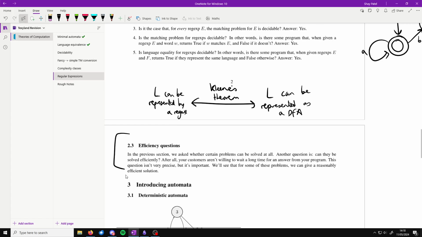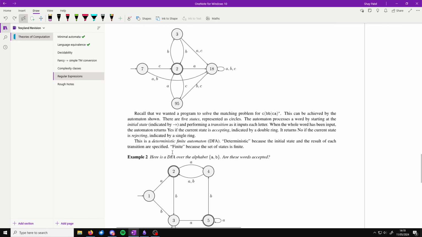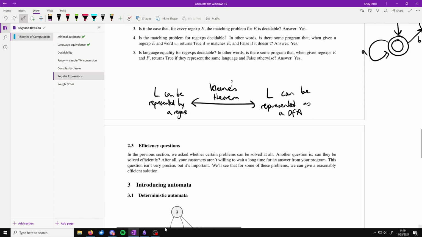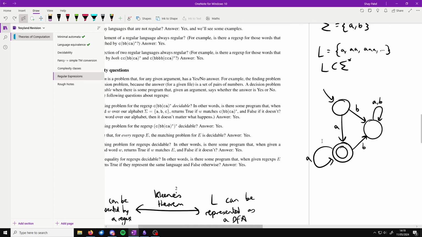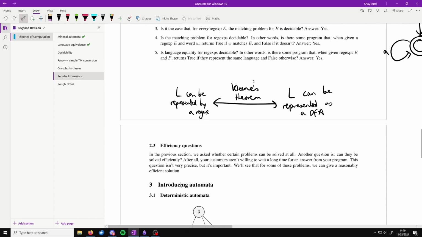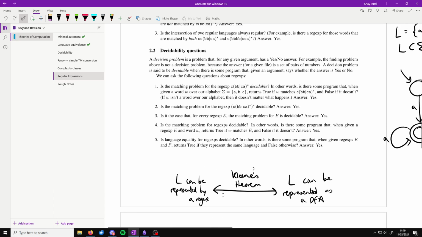I think this is probably the last part I'll cover in terms of regular expressions. So in the previous section we asked whether certain problems can be solved at all. Another question is, can they be solved efficiently? So we want to be able to make some sort of efficient solution. In terms of the DFA side of things, we want to make a minimal DFA because then it will take the least number of steps for any given input. And I guess when you convert that back to a regular expression, it's a minimal regular expression.